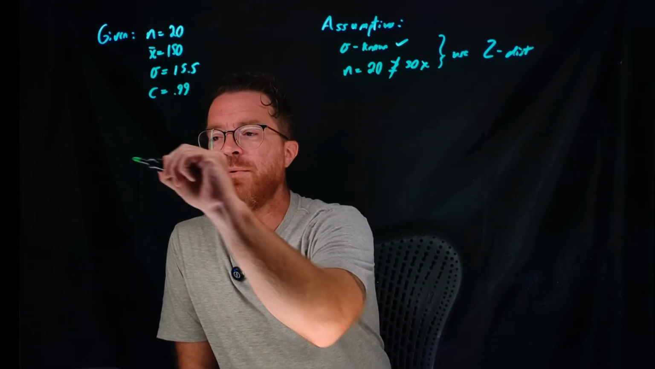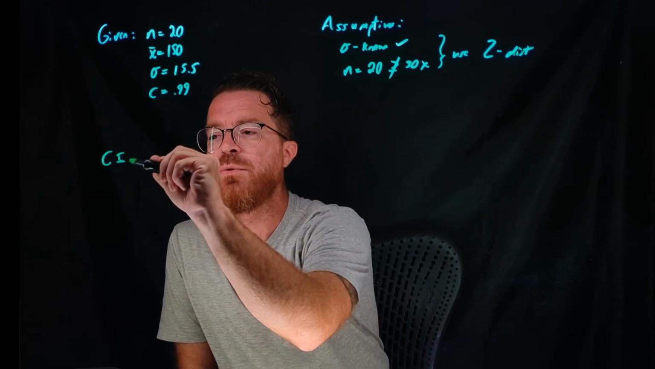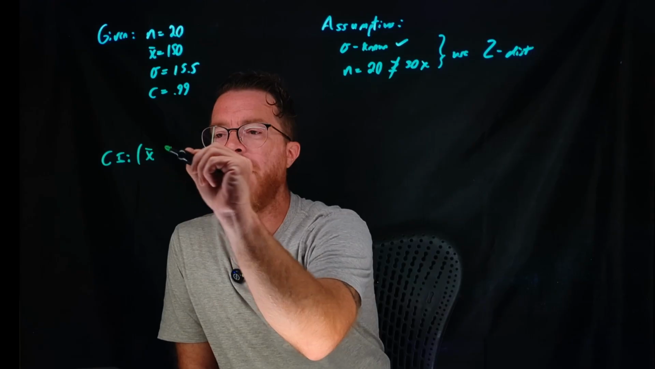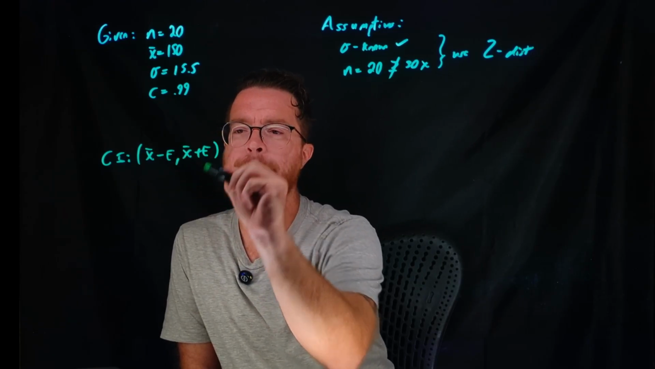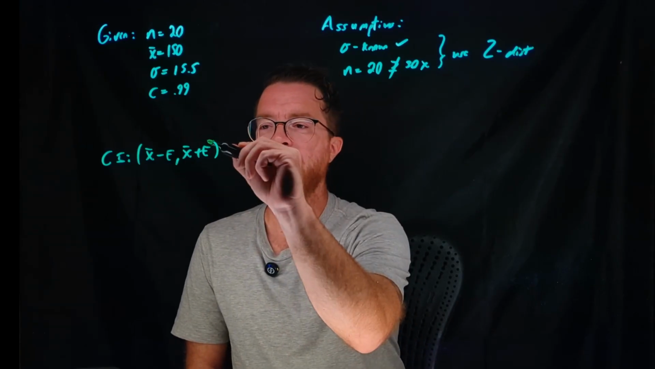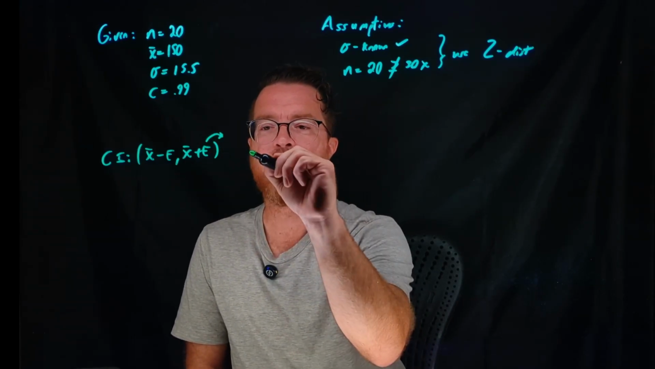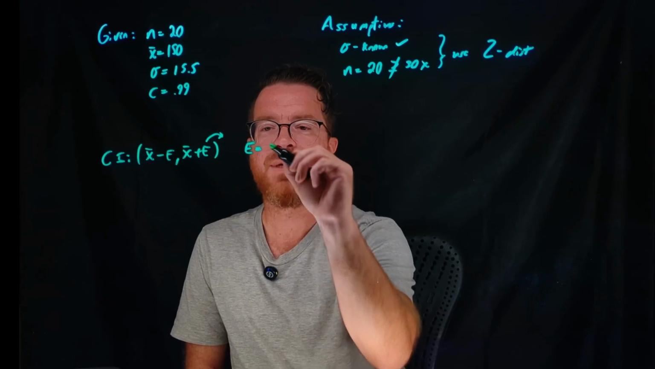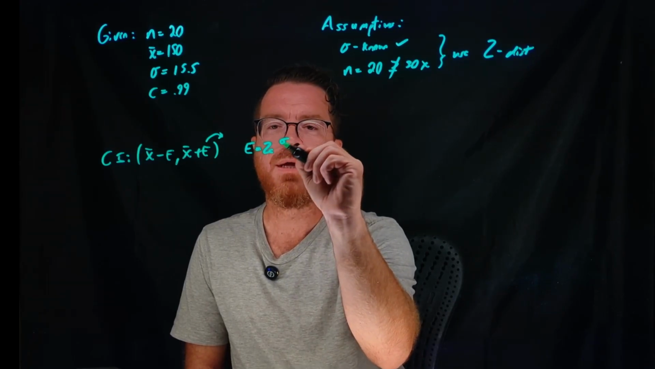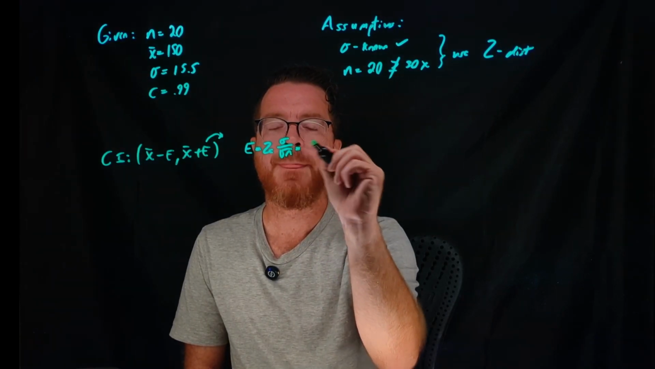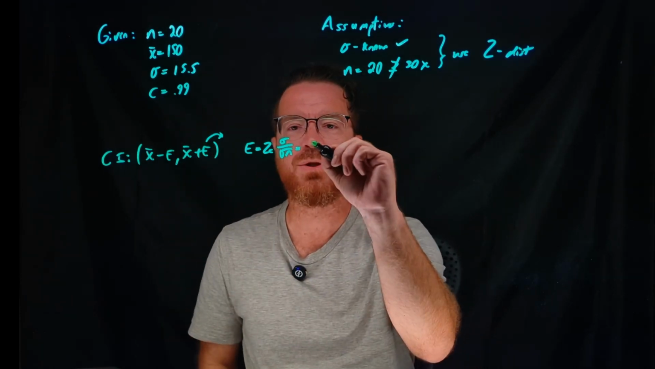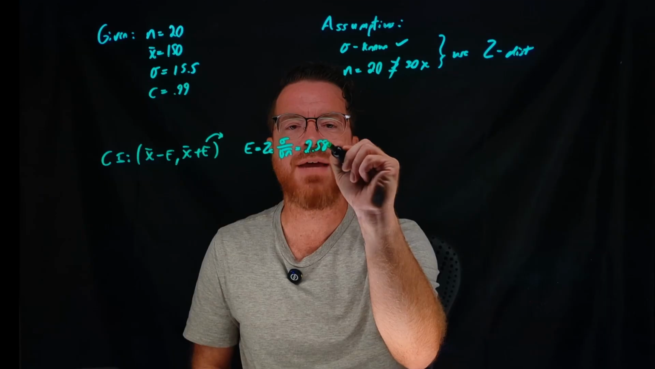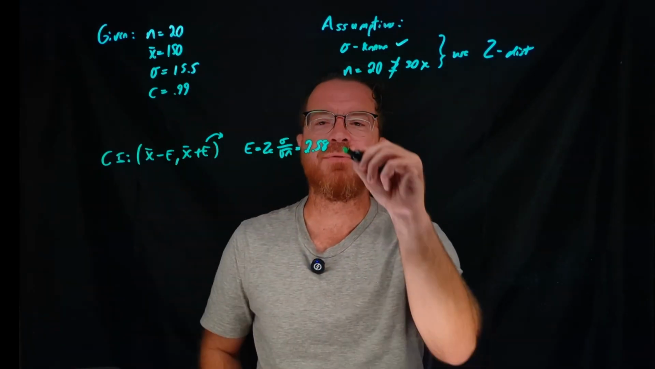Then we're going to start by writing the general form of our confidence interval, x bar minus E up to x bar plus E. And then I'm going to come outside of this and find what my maximal margin of error E is. So E is equal to z critical times sigma over square root of n. Z critical for a confidence level of 0.99 is going to be equal to 2.58. My sigma is 15.5.